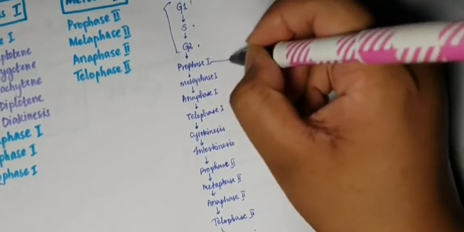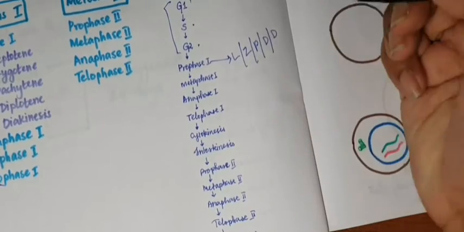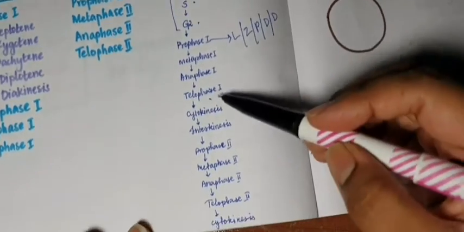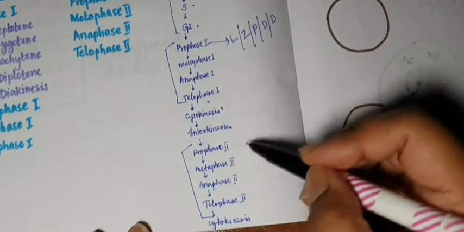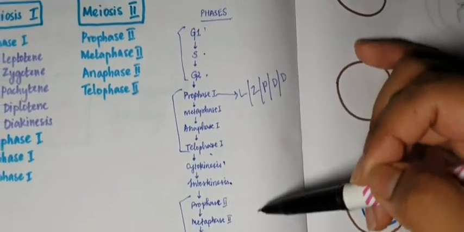In prophase 1, we have leptotene, zygotene, pachytene, diplotene, and diakinesis. So PMAT. And then after PMAT, there's cytokinesis. Then interkinesis, which is the short resting period between meiosis 1 and meiosis 2. So we have prophase 2, metaphase 2, anaphase 2, telophase 2, and then again cytokinesis. So this is the sequence that the cell has to go through to complete meiosis.